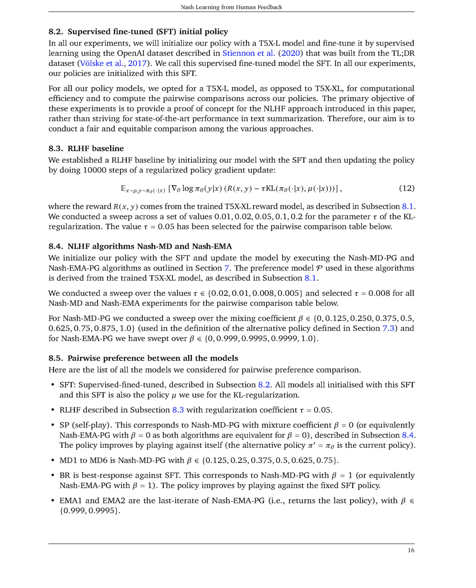Additionally, we use the Nash MD-PG and Nash EMA-PG algorithms to update the policy based on a preference model derived from the T5XXL model. We conduct pairwise preference comparisons among all the models, including SFT, RLHF, SP, MD1 to MD6, BR, EMA1, and EMA2. These comparisons are based on 1,000 pairwise comparisons and provide an upper bound on the width of a 95% confidence interval.